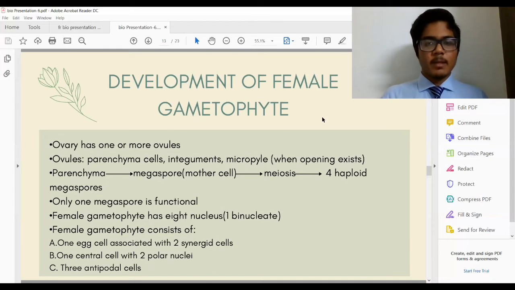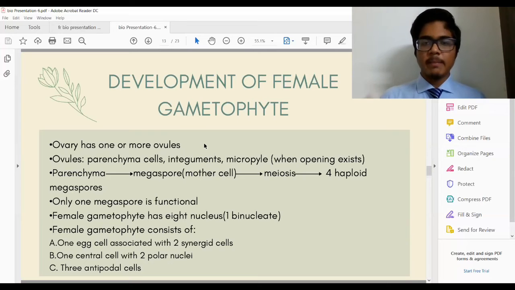So how are female gametophytes formed? Female gametophytes are formed in the female reproductive system, which consists of the stigma, the topmost layer of the female reproductive system, followed by the style and the ovary, which consists of 1 or more ovules. These ovules are the most important parts in this chapter.